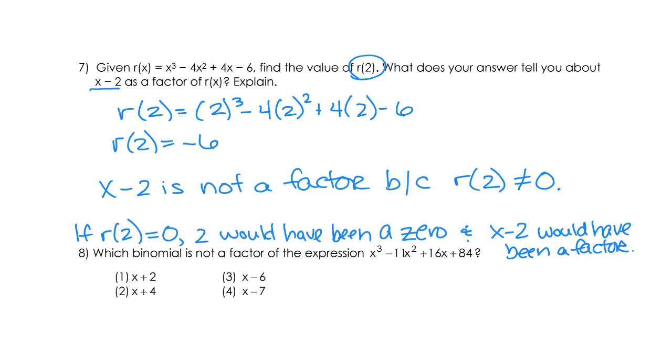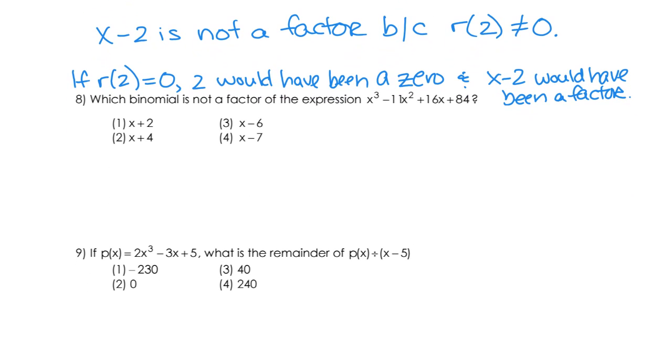Okay. All right, number 8 says, which binomial is not a factor of that expression? All right, so we could do this a couple ways. We could go the long way, and we could go ahead and plug all these in. We could say x equals -2, x equals -4, x equals 6, and x equals 7, and plug them all in and see which one has a remainder.